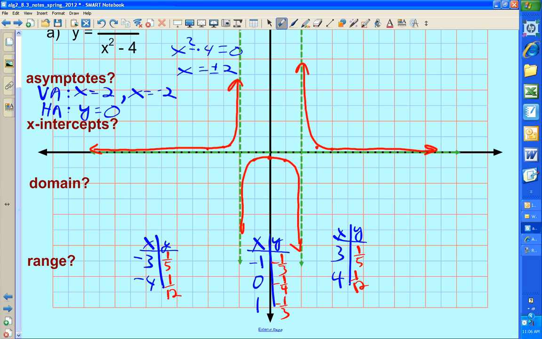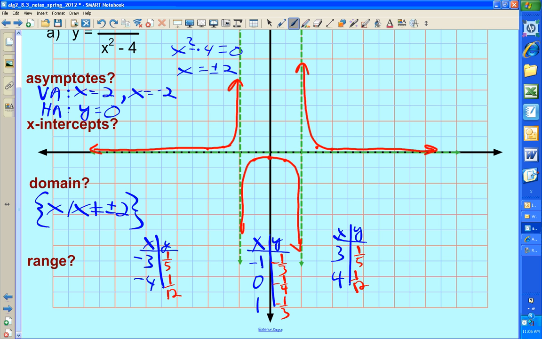The domain is still exclusive. So when we list our domain here, the domain is all values of x such that x does not equal ±2. Or you can do the shunning stuff and the rejecting stuff, but it's just easier to write it in set builder notation here. The range, however, is not exclusive. The range is not exclusive, so you would have to do two different ranges.